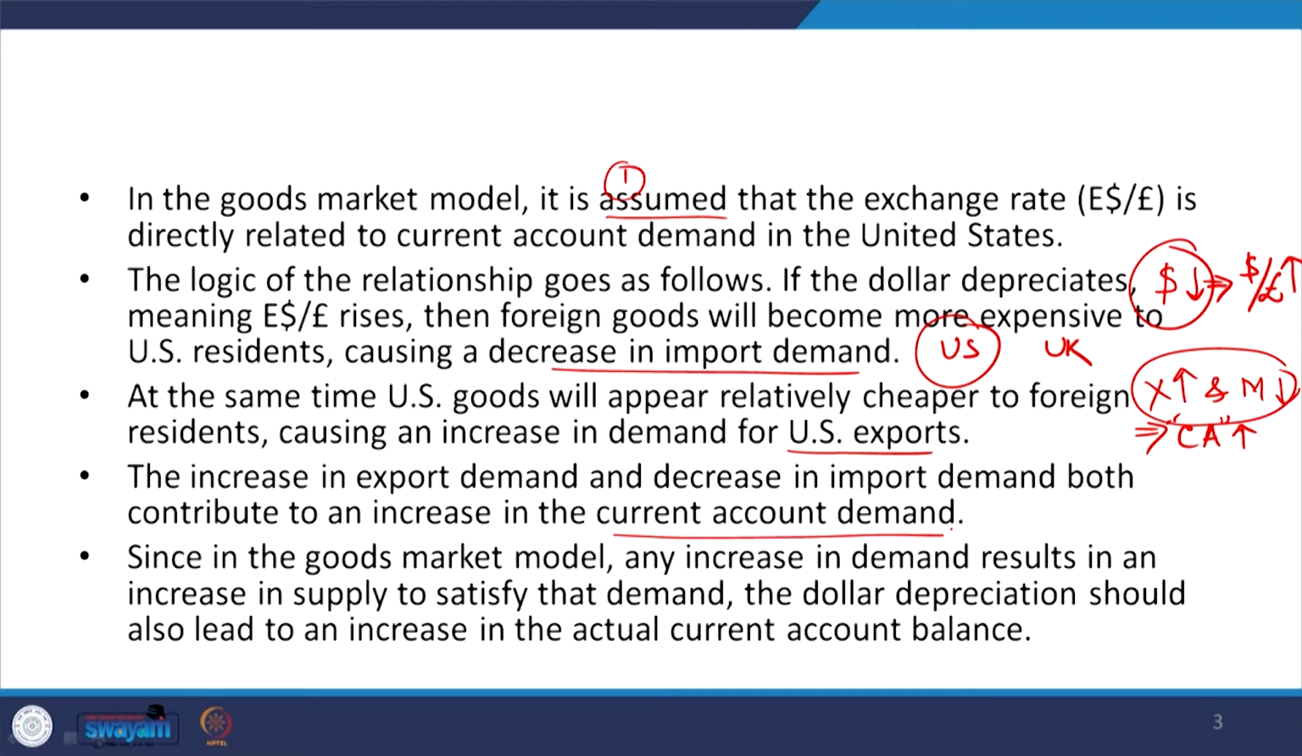Okay. Now, since in the goods market model, any increase in demand results in an increase in supply to satisfy the demand, the dollar depreciation should also lead to an increase in the actual current account balance. Okay. So, that means in the goods market we are referring, because we are concerned with exports and imports at this moment. So, there will be increased supply in the country, that leads to the improvement in the actual current account balance within the country. All right.